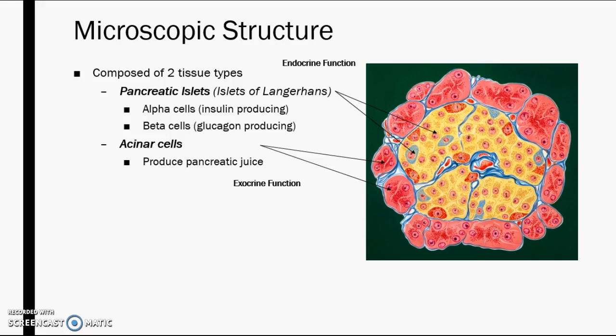Inside the pancreas, if we take a look microscopically, we'll see two types of tissue, the pancreatic islets, or islets of Langerhans. This is the endocrine portion of the pancreas. It contains alpha cells and beta cells. Alpha cells produce insulin, and beta cells produce glucagon, both hormones that help regulate blood sugar. And then acinar cells are part of its exocrine function, and they produce pancreatic juice, which aids in digestion.